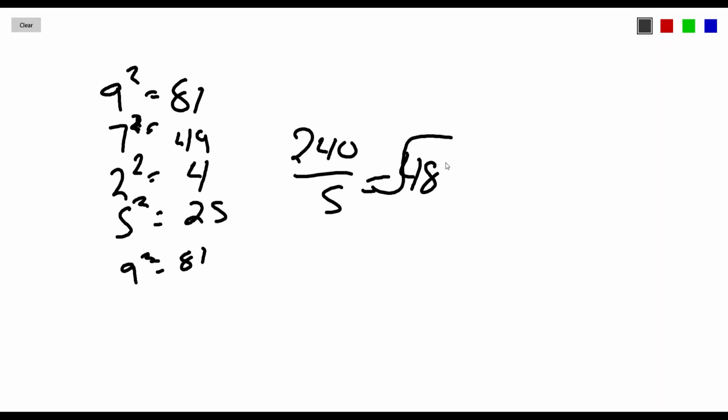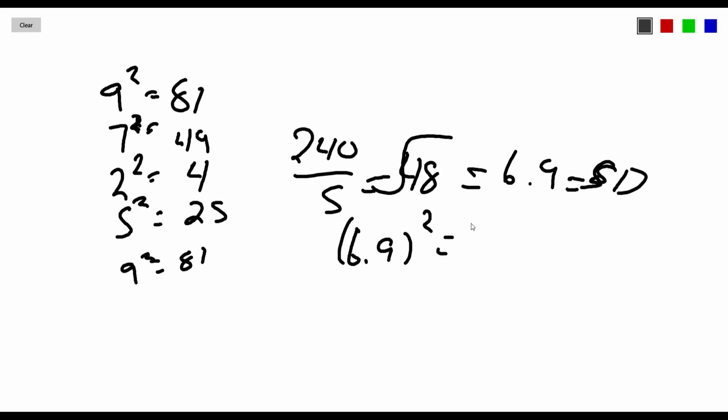And when you type in 48 into the calculator, square root it, this should give you an answer of 6.9 when rounded. So our standard deviation is 6.9. And our 6.9 squared will give us 47.6. And that's our variance.